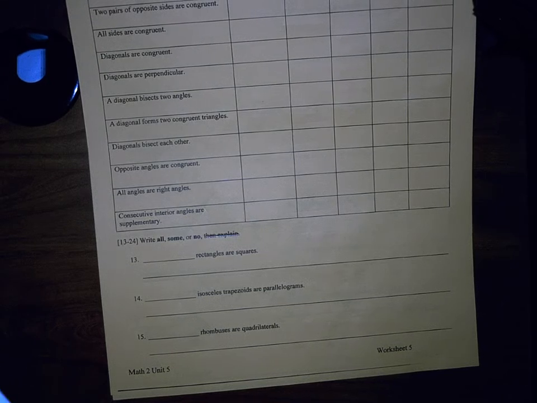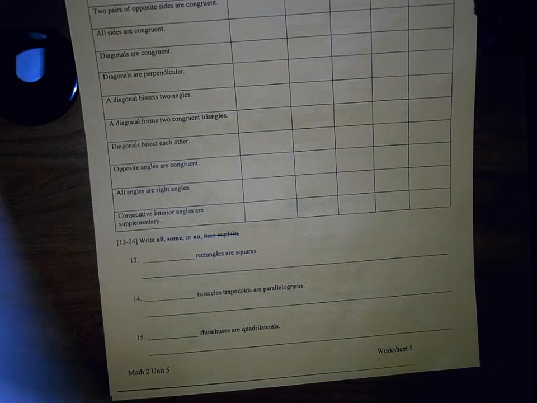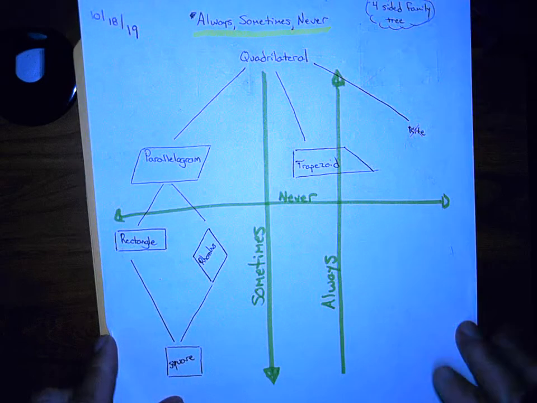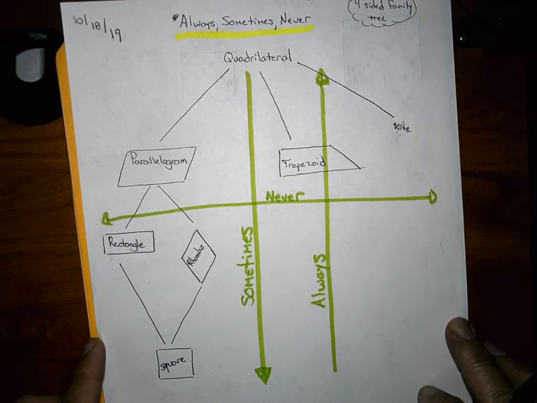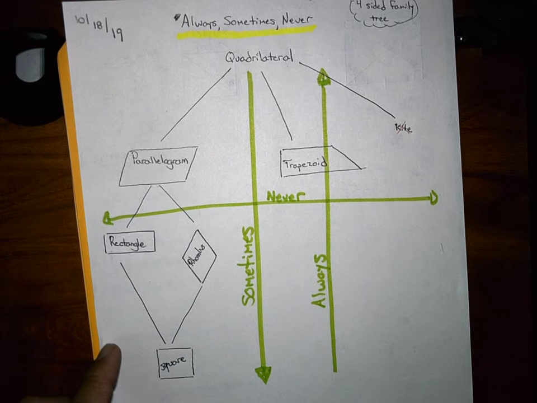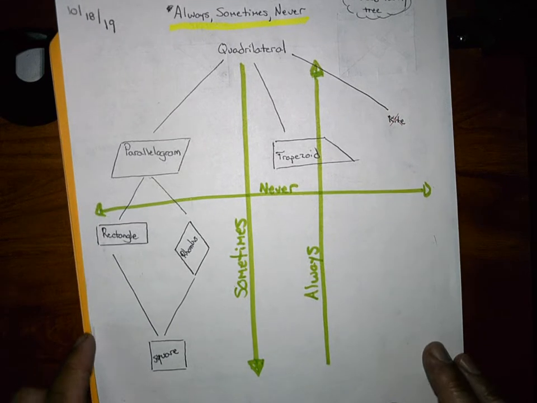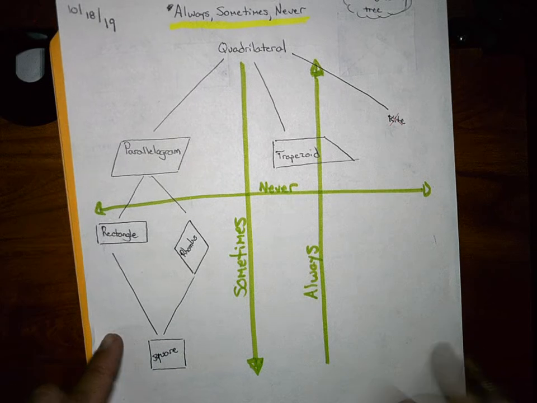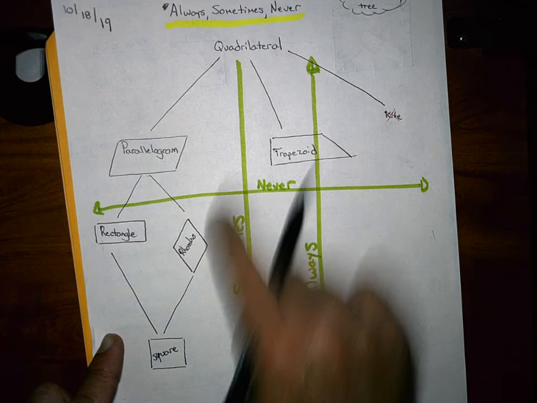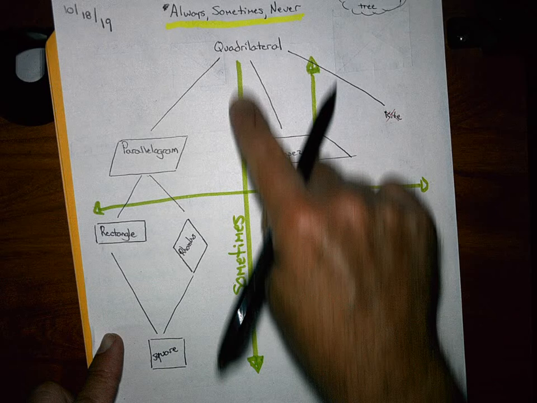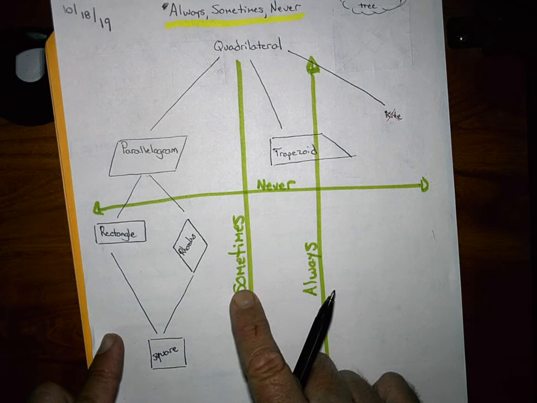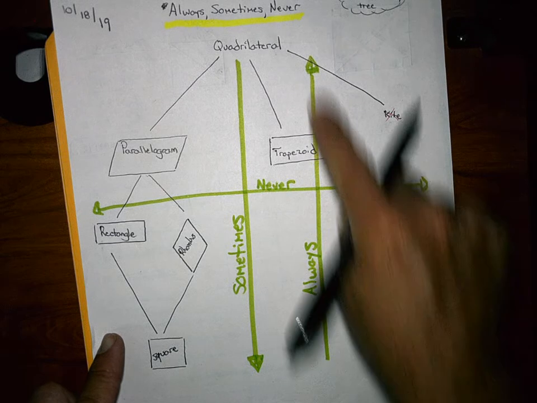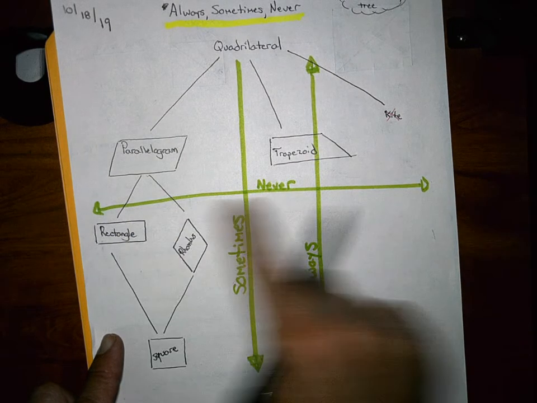Okay, and then so to do that, remember what you're doing is you're going to be referring to the notes, and these are the notes that we took on October 18th. So remember, the way we read these notes are, if you're moving down this diagram, the answer is sometimes. If you move up the diagram, it's always. If you move across the diagram, it's never.